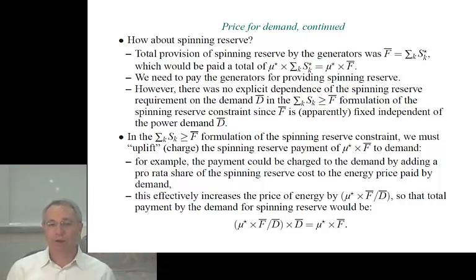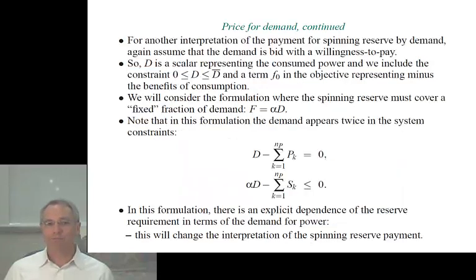A typical situation, but there are variations on this: the payment could be charged to the demand by adding a pro rata share of the spinning reserve cost to the energy price paid by the demand. That would effectively increase the price of energy by the amount needed to cover the spinning reserve. In this case, mu star times F overline divided by D overline, so that then the payment by the demand for spinning reserve would match the payment to the generators.